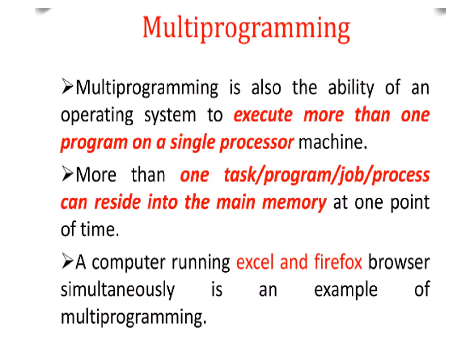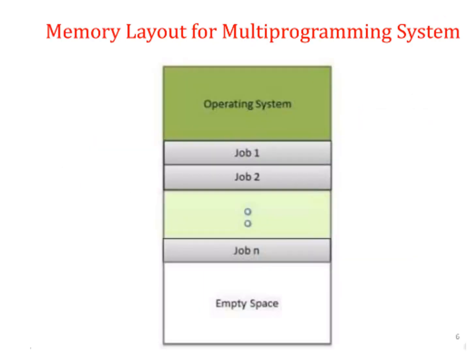Okay, so now we will see what multiprogramming is. Multiprogramming is the ability of an operating system to execute more than one program on a single processor machine. A task, program, job or process can reside in the main memory at one point of time. In our computer, running Excel as well as Firefox simultaneously is an example of multiprogramming. You can see here the diagram, the memory layout of a multiprogram system.